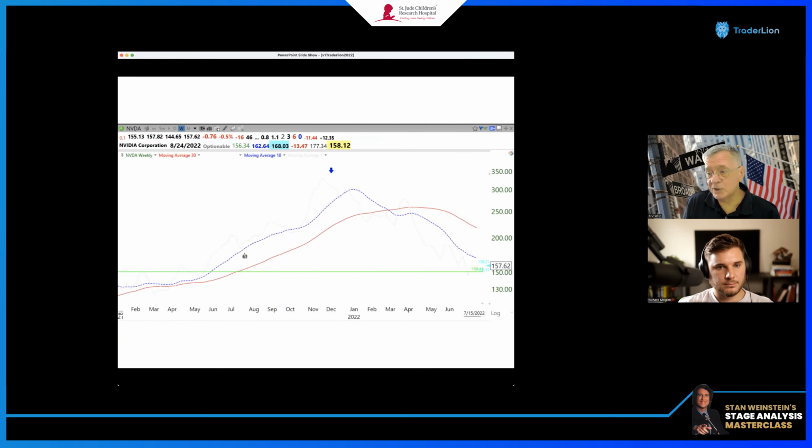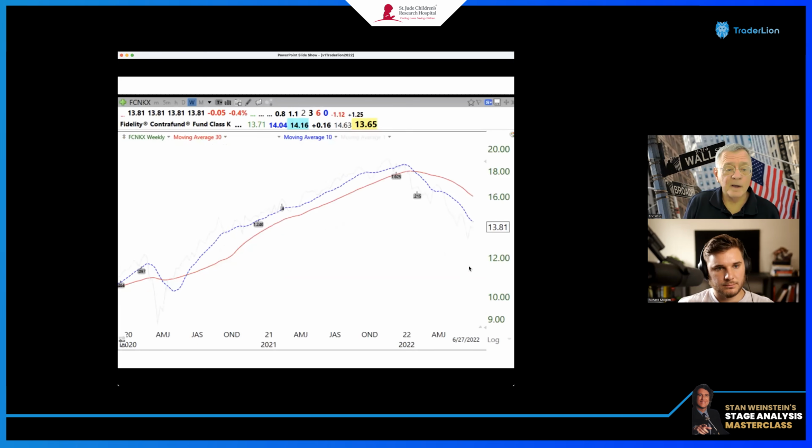All right, NVIDIA. I put this in because people were talking about NVIDIA a little while ago today. Here's what NVIDIA looked like. Look at this. Price never came close to the 30-week. Then look what happened right here. January, closed below it. All right. 10-week coming down. All right, it's below it. So here's a whipsaw here, but the 10-week is still below the 30. And now look at it.